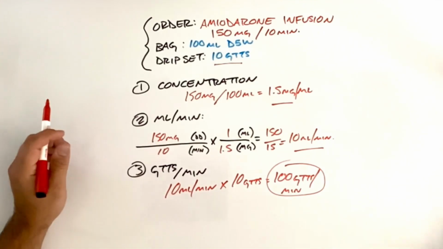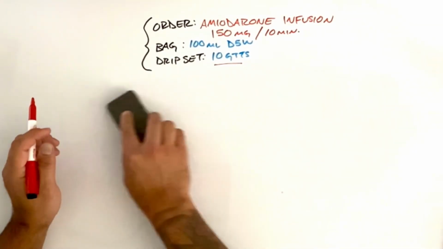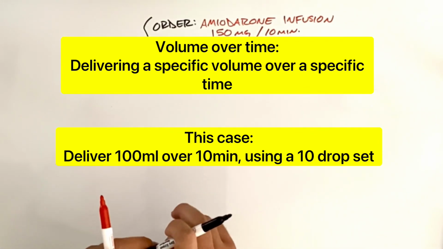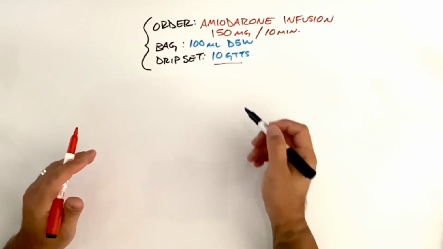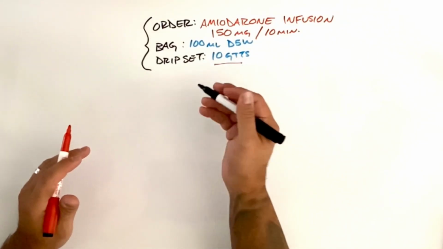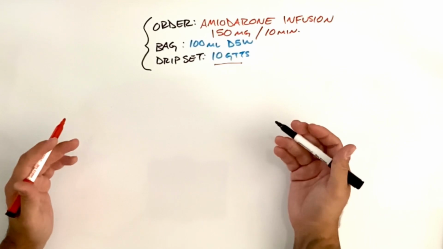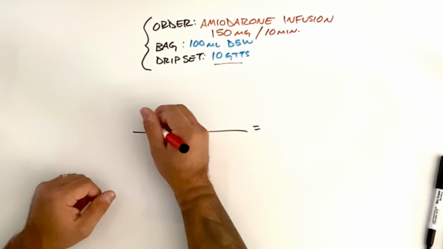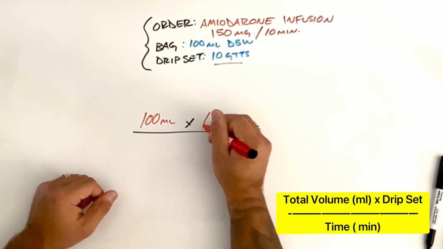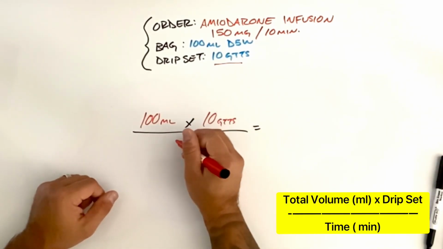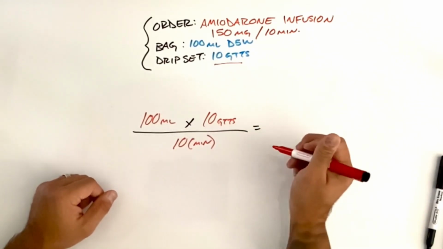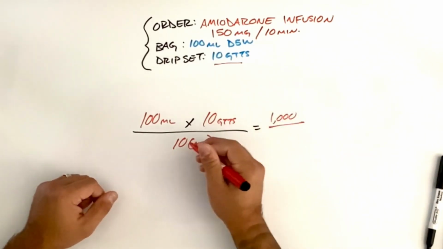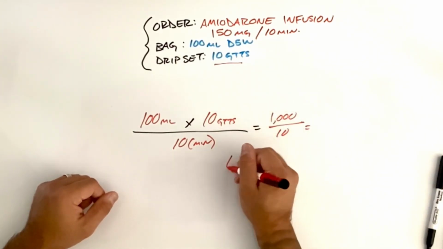Pretty easy. The second way we can do this is called volume over time, and it's a much simpler equation. If you're not concerned with the mLs per minute you're delivering, you simply want to deplete that 100 mL bag over 10 minutes, because we know we're going to give the entirety of the 150 milligrams. So all we have to do for this is multiply our volume by our drip set over our time in minutes. So doing this, 100 mLs times our drip set is 1,000, over 10 minutes, 100 drops a minute.